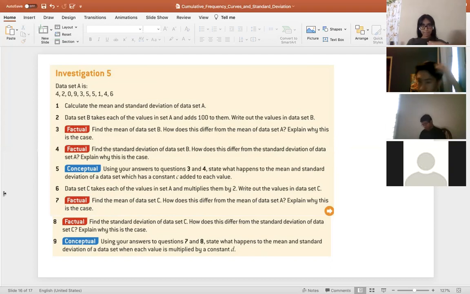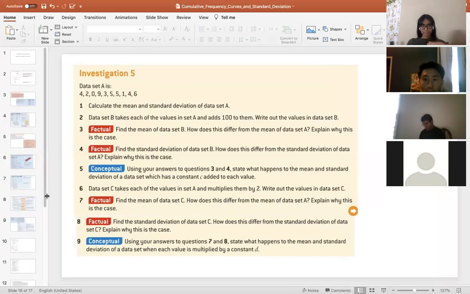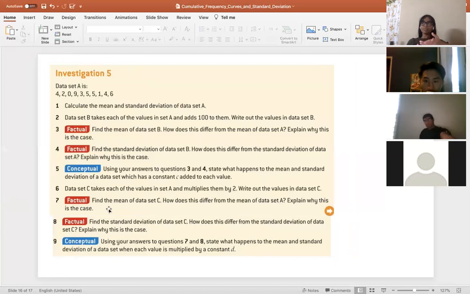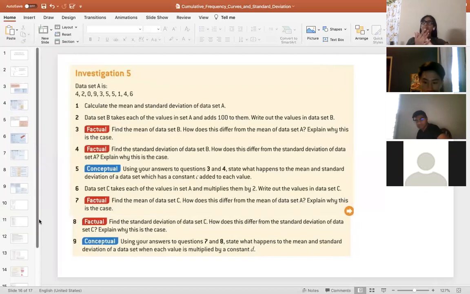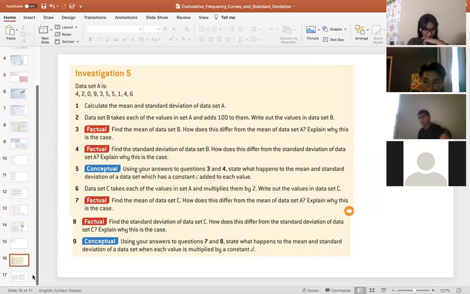Only the mean changes, because the mean, the median, the mode all change. When we're talking about mean and standard deviation, the mean changes. So you are right. Maybe don't say only the mean changes, but say the mean changes. Yeah, exactly.